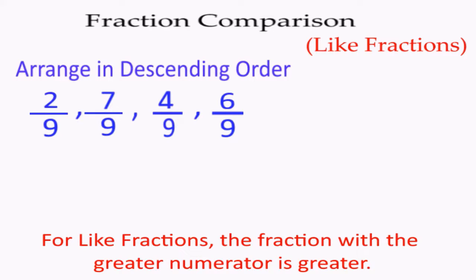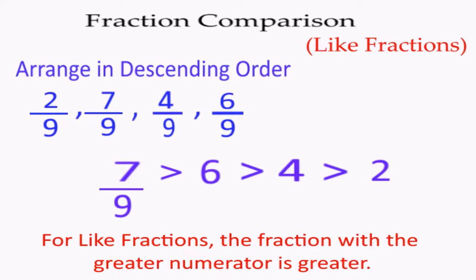On observing, we can write the numerators in descending order as 7 greater than 6 greater than 4 greater than 2. So as per the rule, we can arrange the fractions in descending order as 7 by 9 greater than 6 by 9 greater than 4 by 9 greater than 2 by 9.